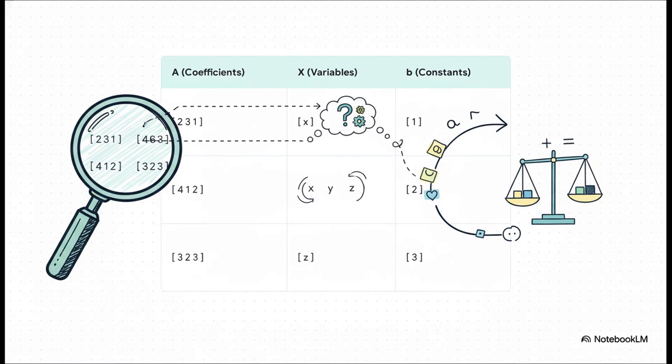And this is where it all clicks. This is how the translation works. The big matrix A is just all the coefficients, the numbers in front of the variables, plucked out and arranged in a grid. The vector x holds our unknowns, our x, y, and z. And the vector b holds the constants, the numbers on the other side of the equal sign. See, it's the exact same puzzle, just in a new, much cleaner language.